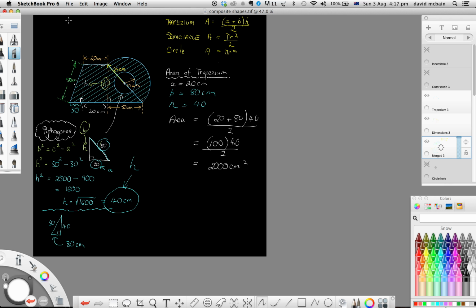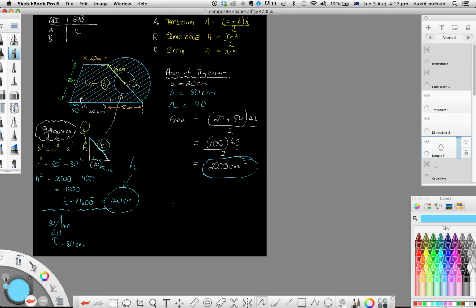Right, and we'll draw a little table. Actually, I won't bother to rule this time. Okay, and there's our add side, and there's our subtract side. Remember, the trapezium and the semicircle we're going to add, and we're going to take away the hole here. So we're going to add A and B, and we're going to subtract C. Okay, so we now know that the area of our trapezium is 2,000 centimetres squared. There it is there. Okay, the rest should be pretty easy.